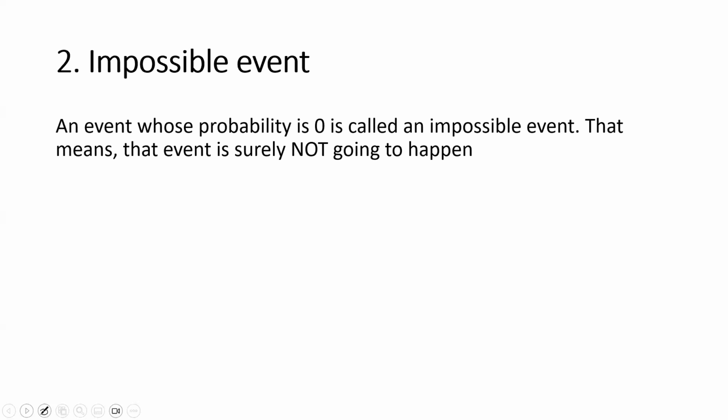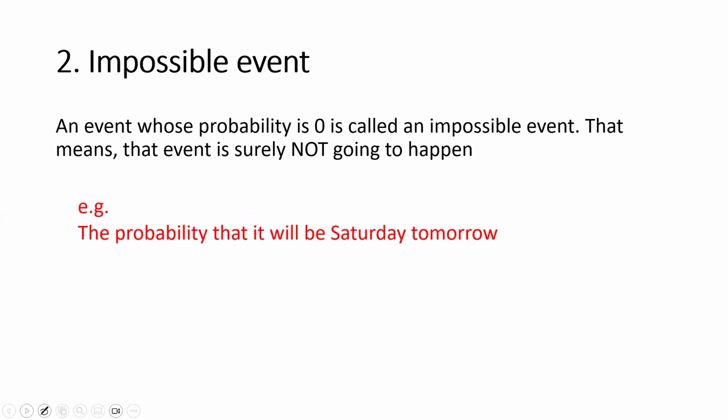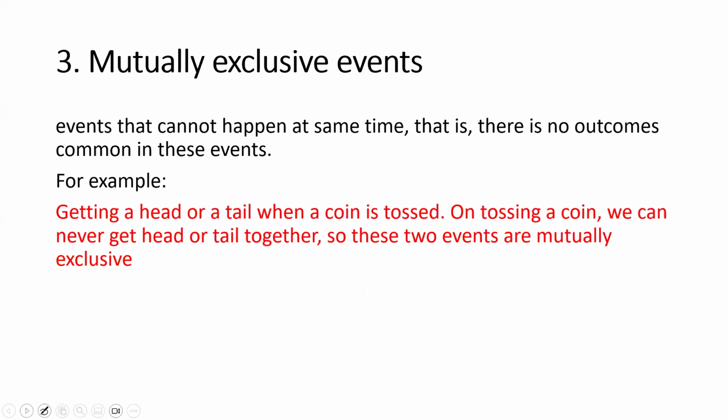An impossible event is an event whose probability is 0. Okay, so in this case, for example, what is the probability that it will be Saturday tomorrow if today is Thursday, right? That is impossible, because when it's Thursday, it can't be Saturday the day after. It has to be Friday first. So that is why we say it is impossible.